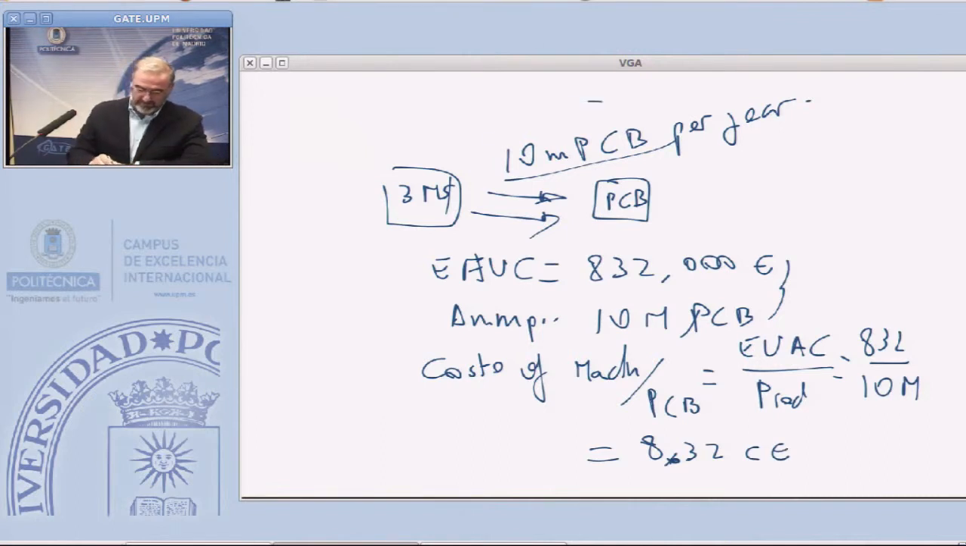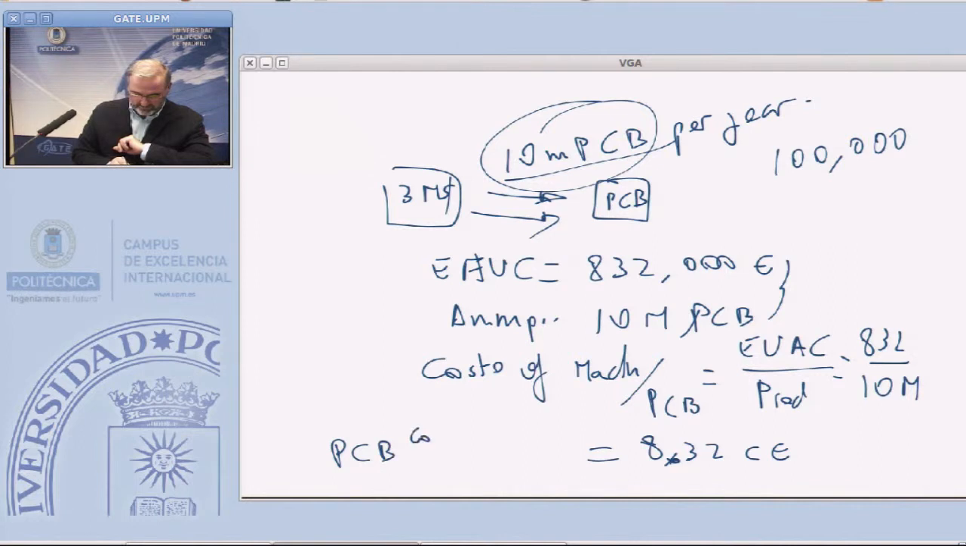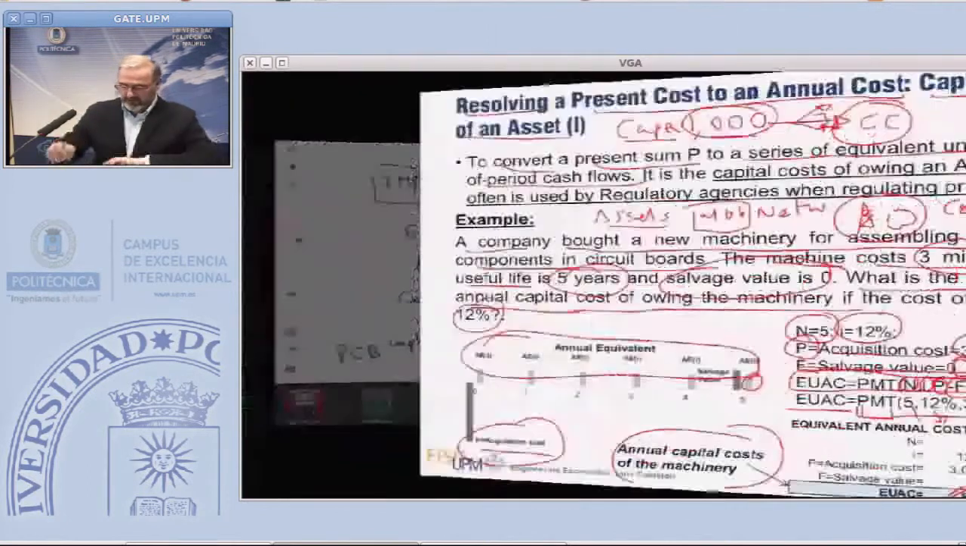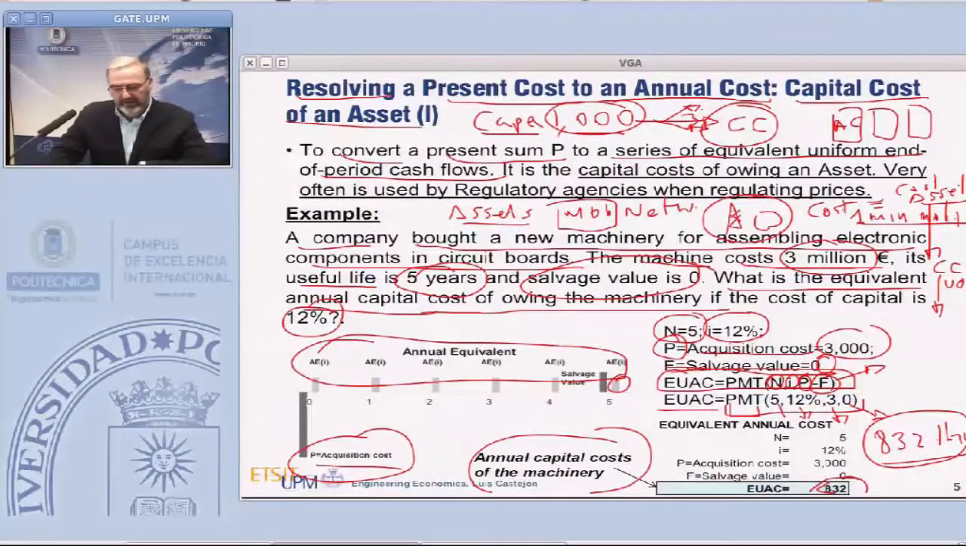So, okay, I haven't exaggerated the production, but for example, if the production will be 100,000, then for every printed circuit board, the capitalized cost of using the machine will be 832 divided by 100, and then it will be 8.32 euros, which is a more realistic assumption. So you see here the very usefulness of this methodology.